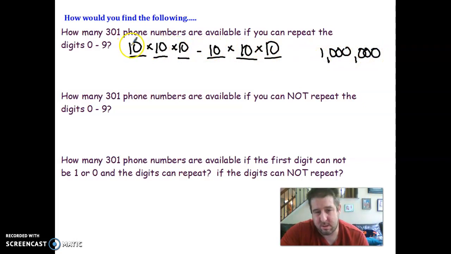Wait a second, I didn't do that right. There should be a 4th digit here, because phone numbers have 7 digits. So this is going to be 10 million outcomes.